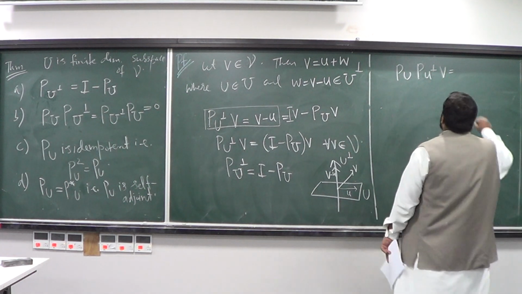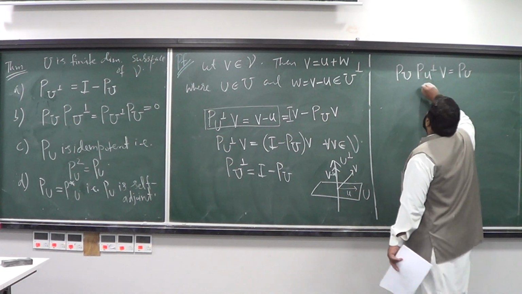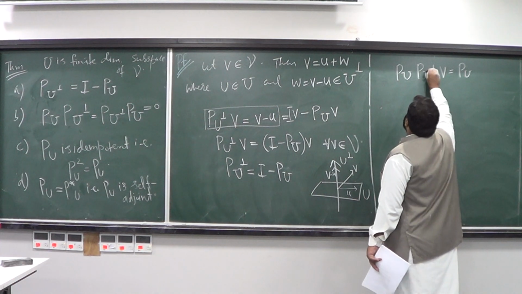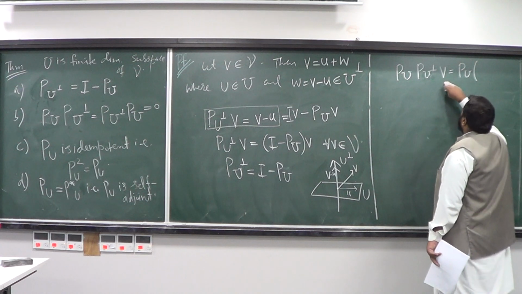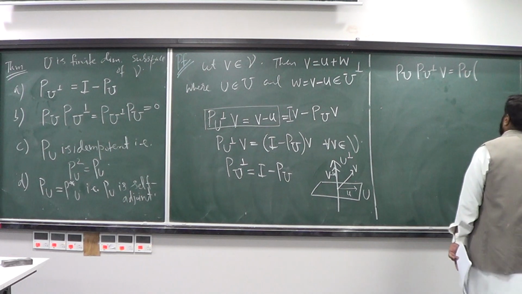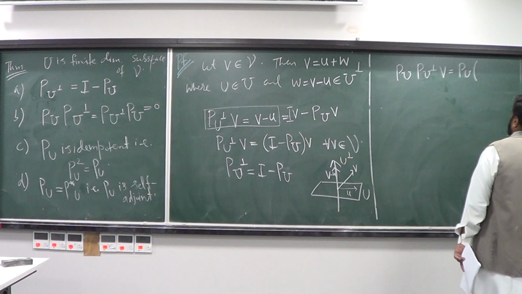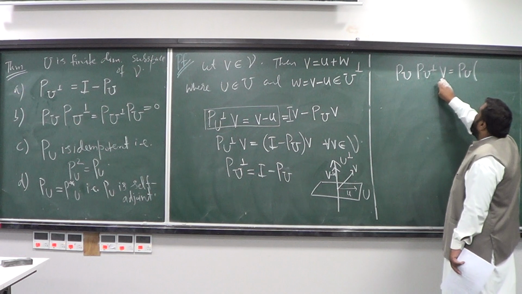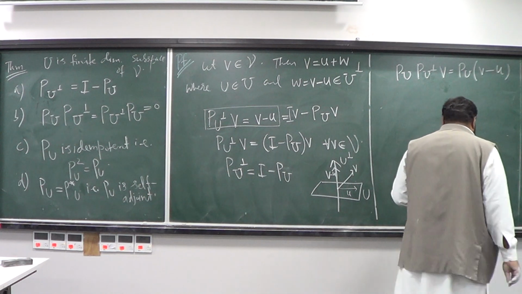So P_U operated onto P_U perp operated onto v. So P_U perp operated onto v is really the vector v minus u. Okay, this is what it is.